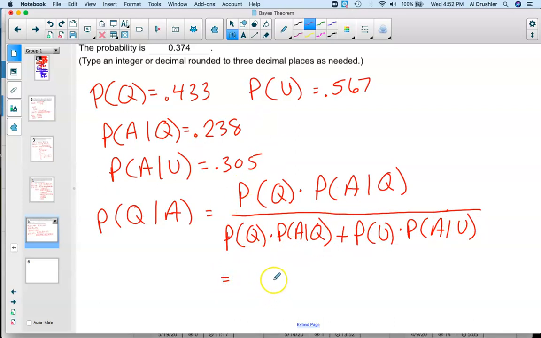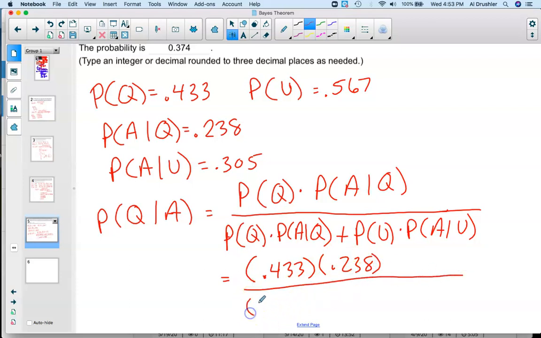They're all up here. Okay, so it'll be 0.433 times 0.238. Now I'm just finding these numbers here. Remember, the first one that we write is usually a duplicate of what's above. But now we have those people who are unqualified and approved. So probability unqualified is 0.567, and then times the 0.305.